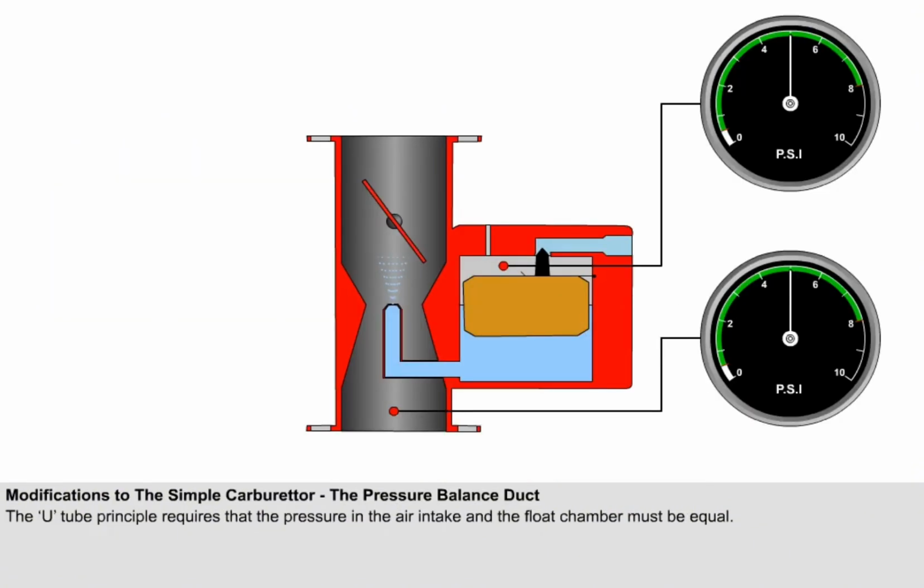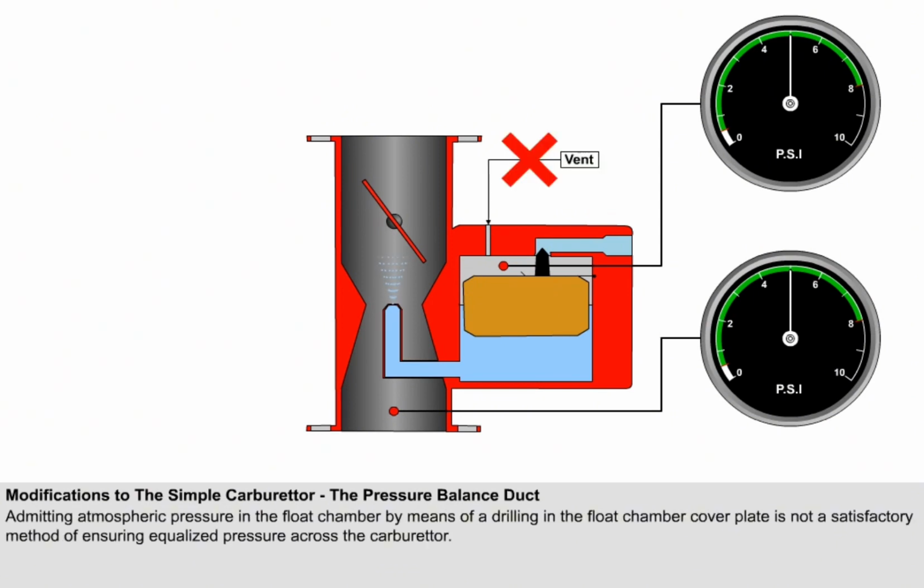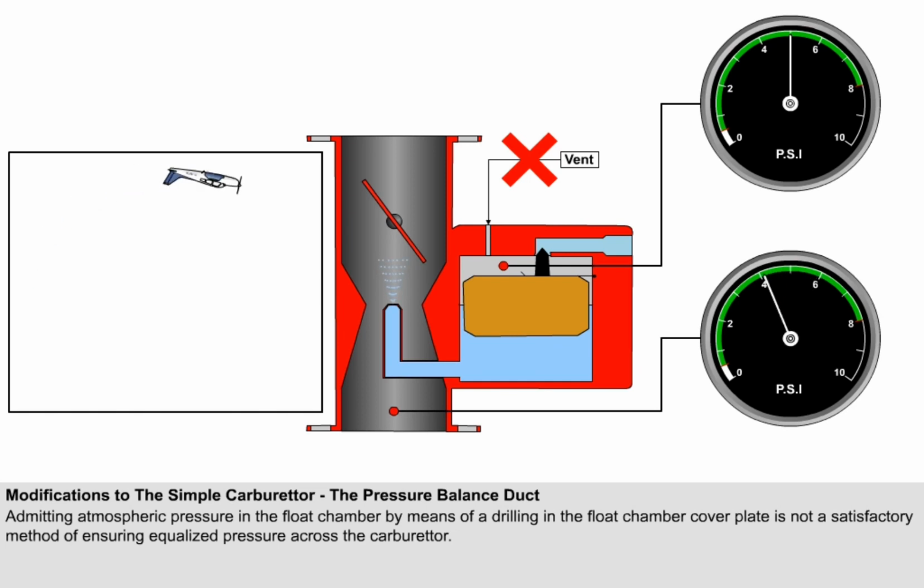The U-tube principle, one of the two principles upon which the operation of the carburetor is based, requires that the pressure in the air intake and the float chamber be equal. Admitting atmospheric pressure in the float chamber by means of a drilling in the float chamber cover plate is not a satisfactory method of ensuring equalized pressure across the carburetor, because due to maneuvers and the speed of the aircraft, the changes in pressure localized around the air intake would not be readily transmitted to the float chamber.